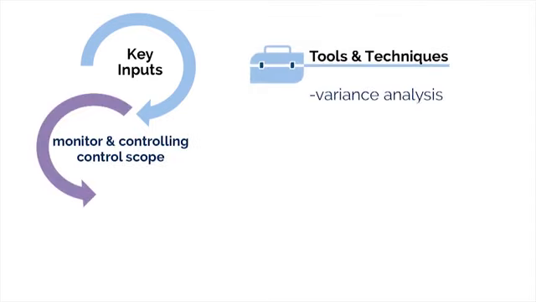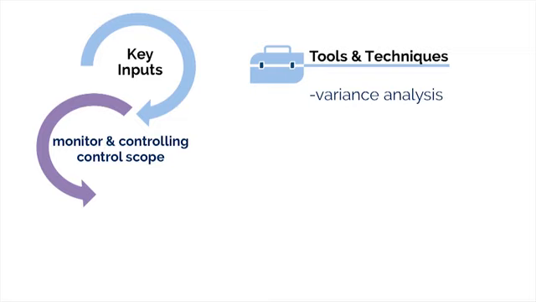Obviously, variance analysis is the one key technique used in this process. This determines the cause and degree of difference between the baseline and actual performance. In the control scope process, decisions are made whether corrective or preventive action is required.